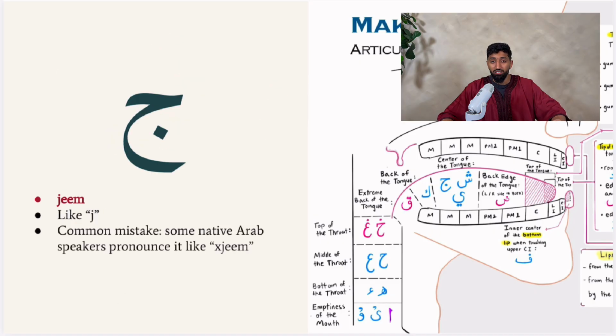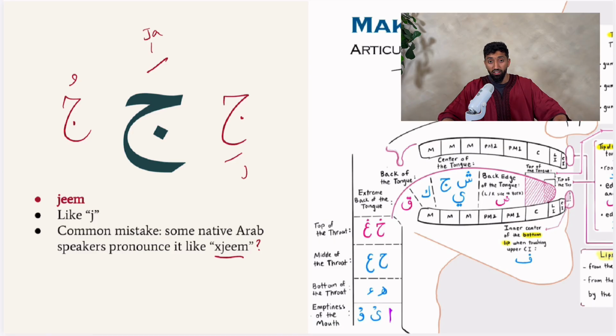Similarly, jim is a light letter. It sounds a lot like the letter J, but some people who are native Arabic speakers sometimes pronounce it as ja, ja. And I just want to clarify, it's not jim, fatha, ja. It's j, j, jim. Jim, fatha, ja, jim, kasra, ji, jim, dhamma, ju.